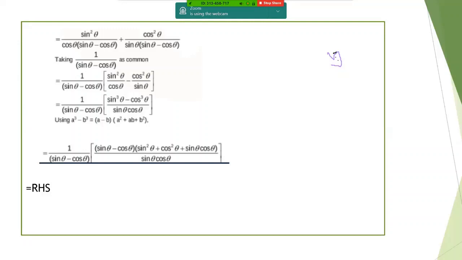So it was okay, taking 1 minus sine theta minus cos theta as common. So here we go. And finally, look up here, sine theta minus cos theta cancels off. So you are left with 1 plus sine theta cos theta upon sine theta cos theta. Now break it down. So it becomes 1 upon sine theta cos theta plus 1. So secant theta cosecant theta plus 1. Wind up the last part of this sum. That is equal to your RHS.